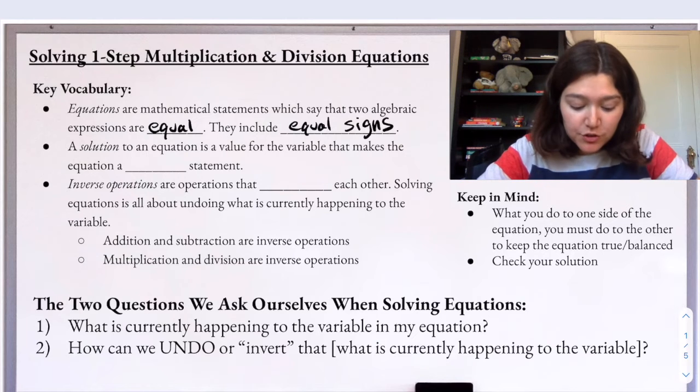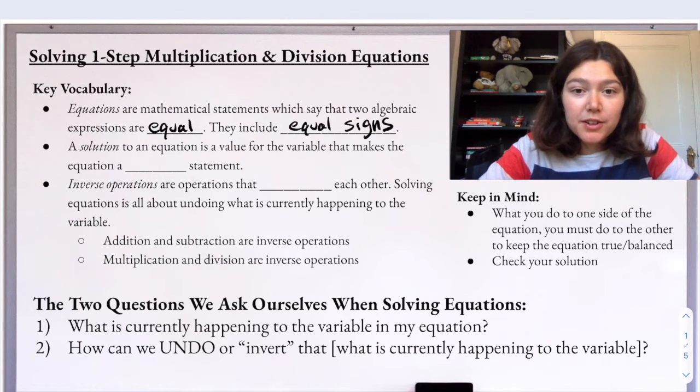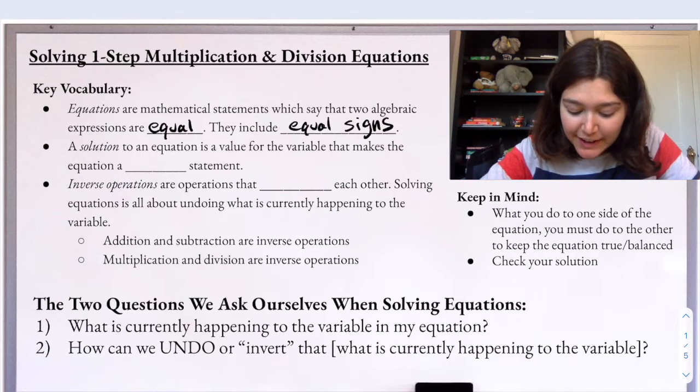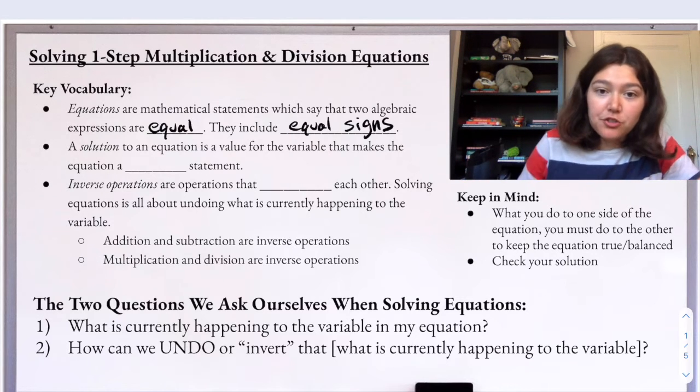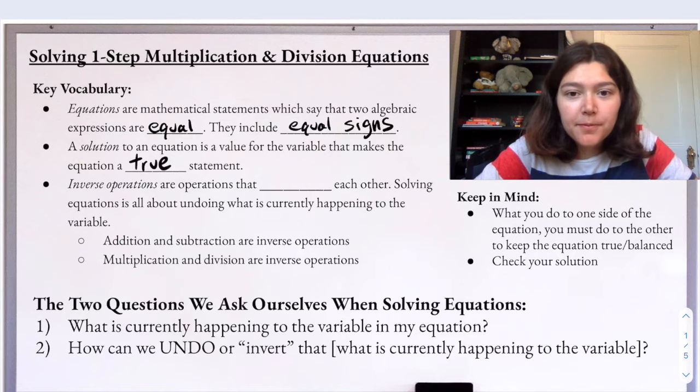Then we have a solution to an equation. This is a really important term. A solution to an equation is a value for the variable that makes the equation a true statement. We know that a variable is a symbol, normally a letter, that represents a possible number or numbers that we can substitute in for that variable.